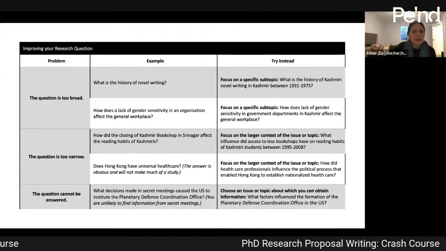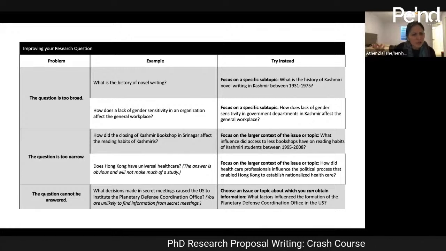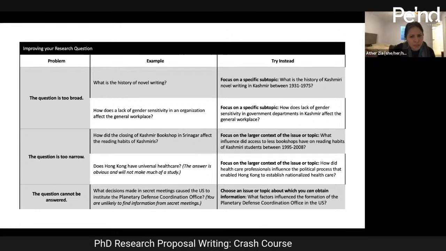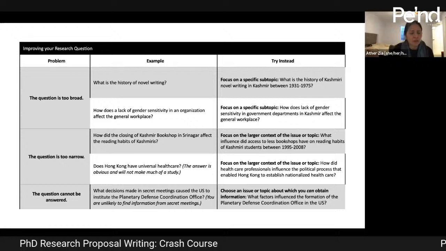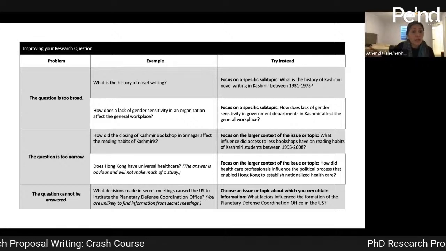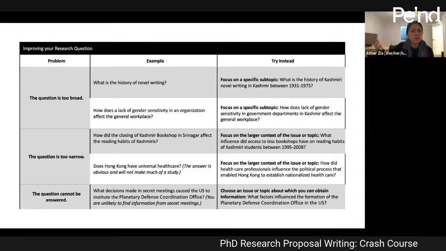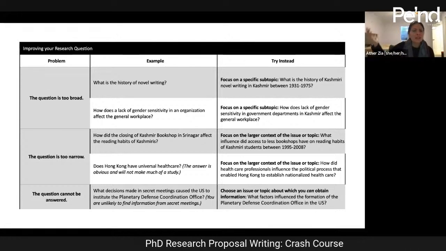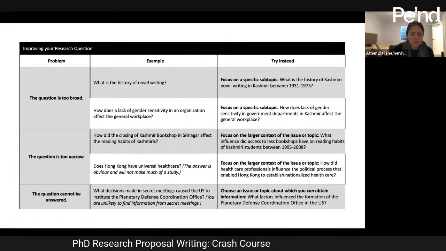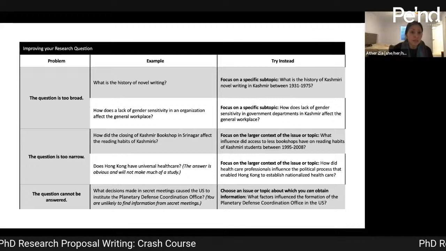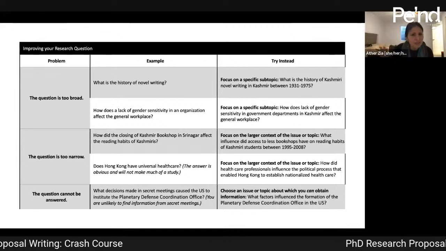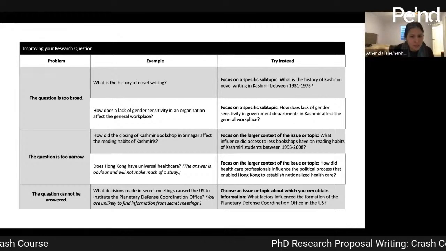If you were to make a research question out of it, you would say, how did the closing of Kashmir Bookshop in Srinagar affect the reading habits of Kashmiris? Now, this is too narrow a question. How are you going to think about one bookshop and who would go there? You're assuming that it must have affected the entire Kashmir.